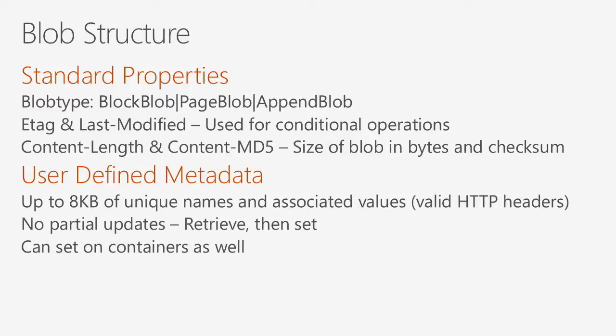You can also add user-defined metadata to a blob. So if you have additional metadata you'd like to store about this blob, you can have up to 8K worth of name value pairs that you attach with it, and these just have to be valid HTTP header names and values. And you set all those values at once when you update the blob. You can also put metadata on containers as well. And blobs can be up to 200 gig for an individual blob, and that's a number we're continuing to make larger and grow over time.